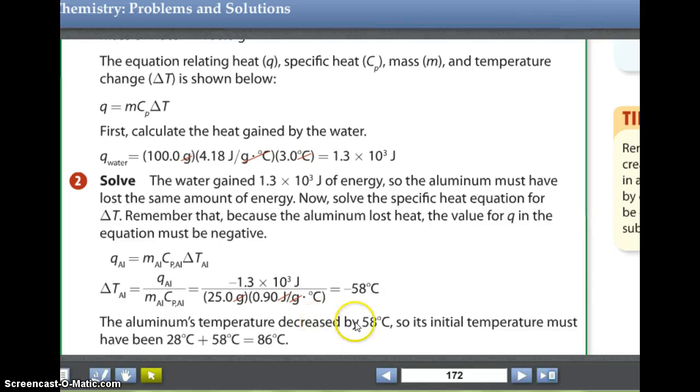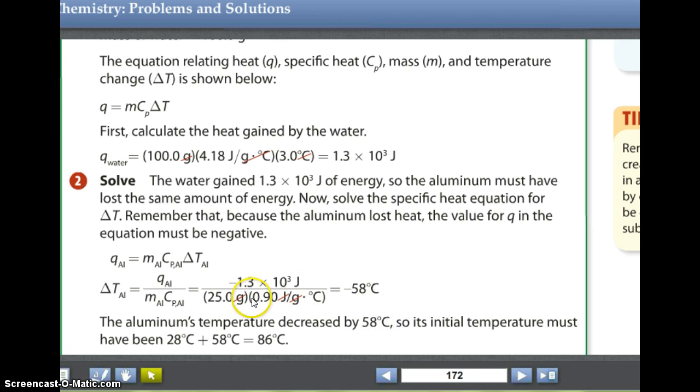Okay? The aluminum's temperature was decreased by 58 degrees Celsius. That's what that negative means. So its initial temperature must have been 28 degrees Celsius, because that's the temperature it ended up, plus 58 degrees Celsius. So why are we adding when it was negative? Because it decreased by 58, so we're doing the opposite.